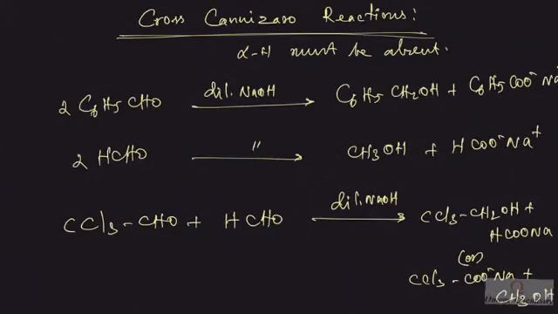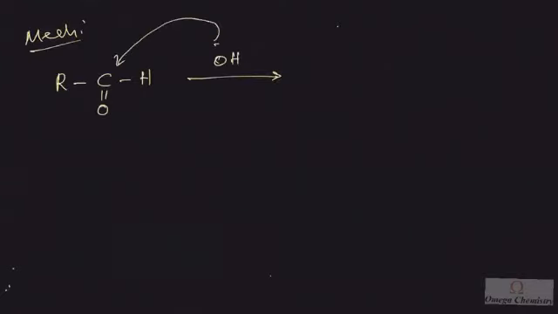To understand this, we need to know the mechanism of the reaction. So the mechanism is: let us consider an aldehyde which doesn't have an alpha hydrogen. In the presence of an alkali medium, this OH⁻ attacks the carbonyl carbon, due to which the pi bond between carbon and oxygen gets shifted towards oxygen. So I will get an alkoxide anion.